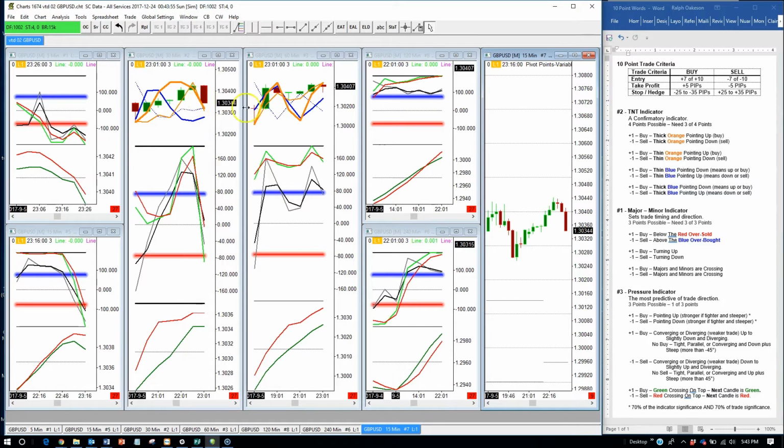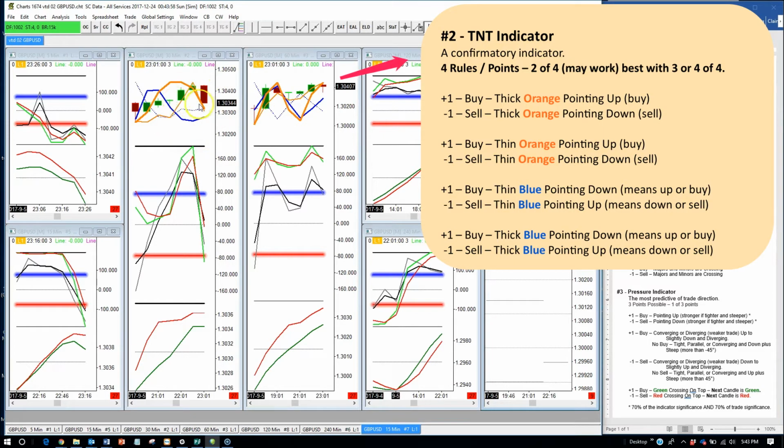Let's come up here and see if the TNTs confirm it. This is our second indicator, confirmatory. We want the thick orange to be down for a sell and the thin orange to be down for a sell, which they are. We have the thick orange down, the thin orange down. And we want for a sell the thin blue up and the thick blue up. Being up, that means down or sell. They are slightly. We have 4 out of 4.